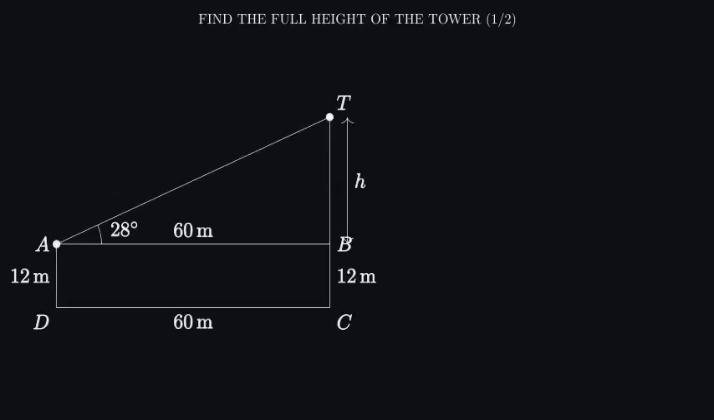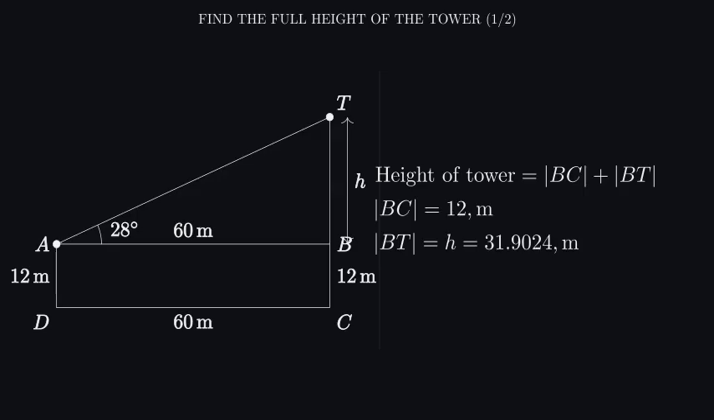Now consider this step. The full height of the tower is the height from the ground to the boy's level, plus the extra height above the boy's level. The height from the ground to the boy's level is 12 m, and the extra height is 31.9024. So the height of the tower is 43.9024 m.